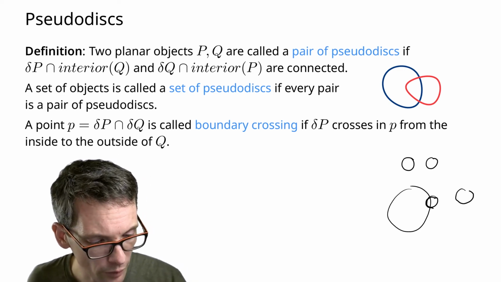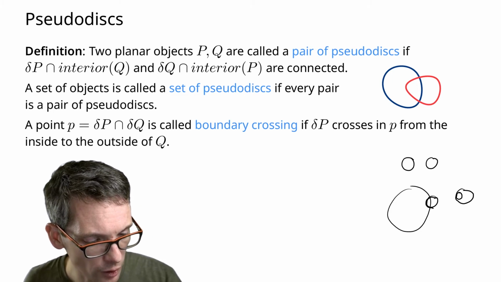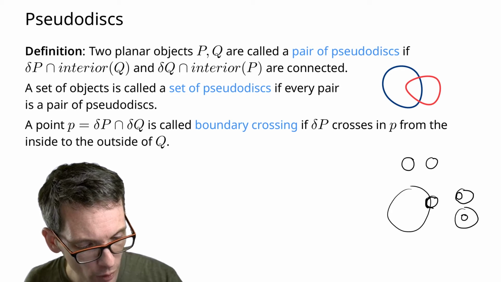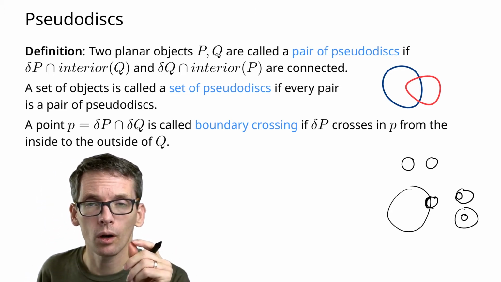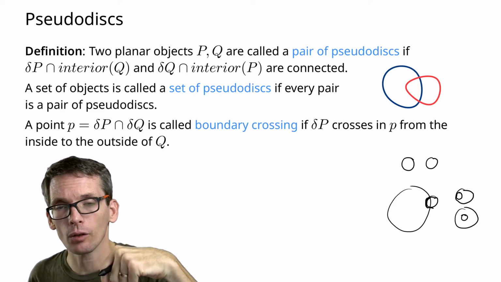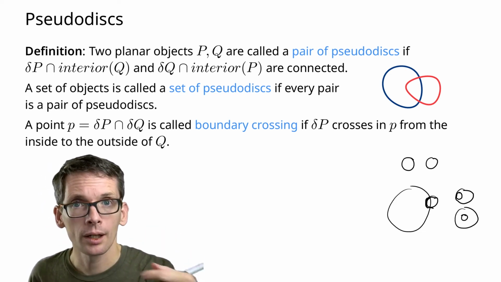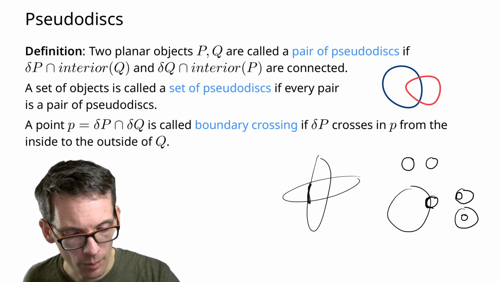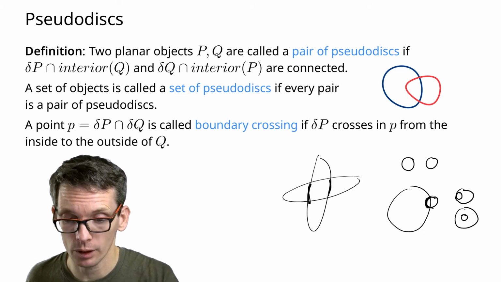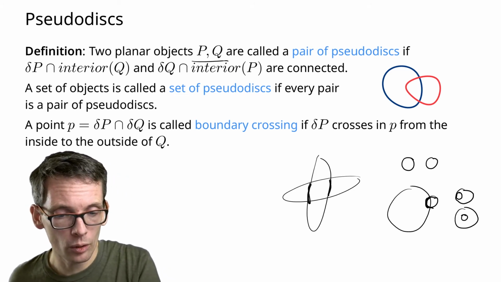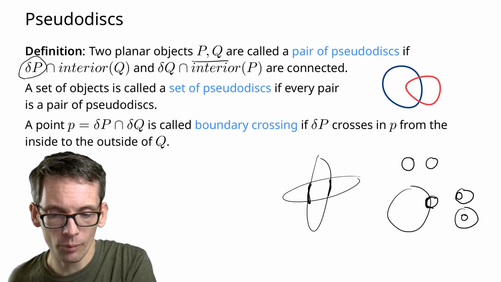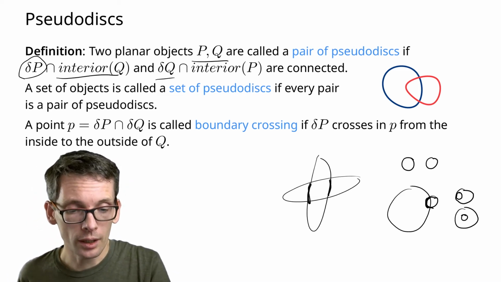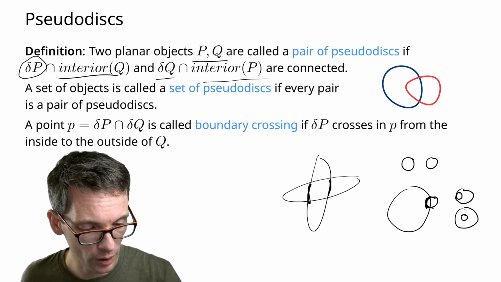And of course, you could also have the setting where the intersection is like this or like that. But essentially, the important part here is that if I look at the boundary of one in the intersection of the other, that's a connected piece. And that's different from the setting of ellipses. So if I have ellipses, the boundary here might be two pieces. But that cannot happen for a disk. And that's why we call P and Q pseudodiscs if the boundary of P intersected with the interior of Q is connected and the boundary of Q intersected with the interior of P is connected. So if I have pieces like this.